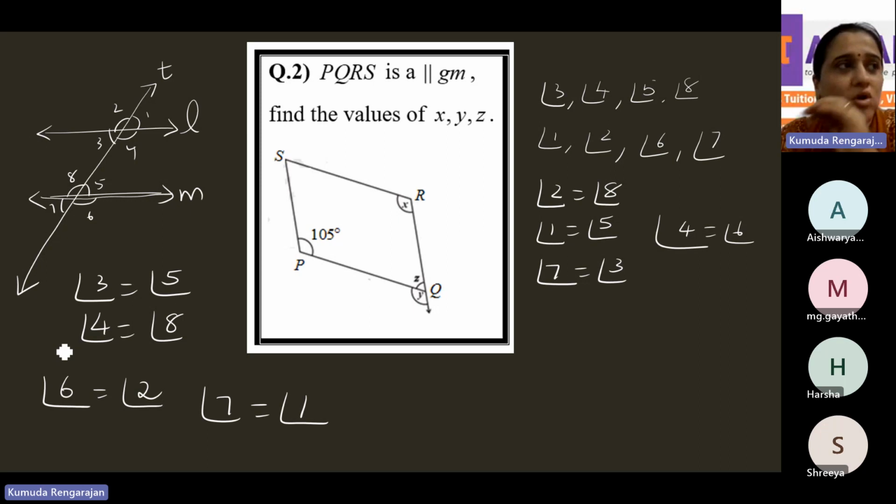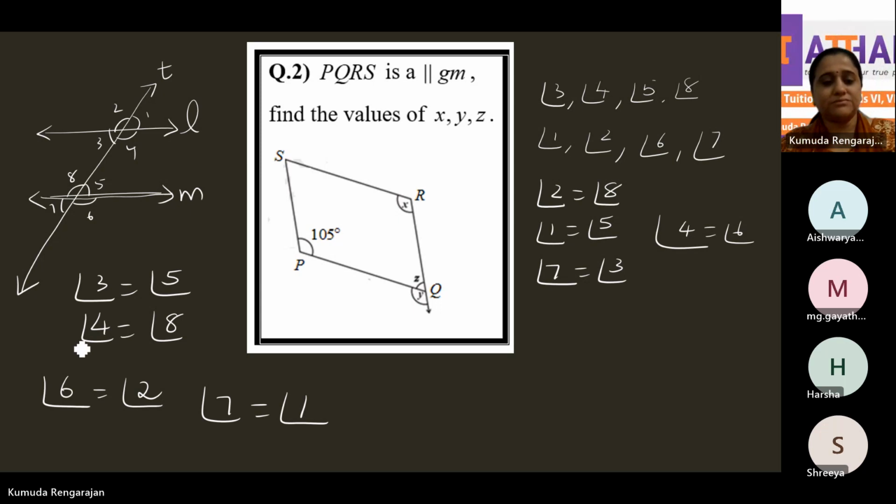Alternate interior angles, alternate exterior angles. In alternate interior angles, both of them are interior. In alternate exterior angles, both of them are exterior angles. Is that fine, children? All these pairs are equal. Corresponding angles are equal. Alternate interior angles are equal. Alternate exterior angles are equal.